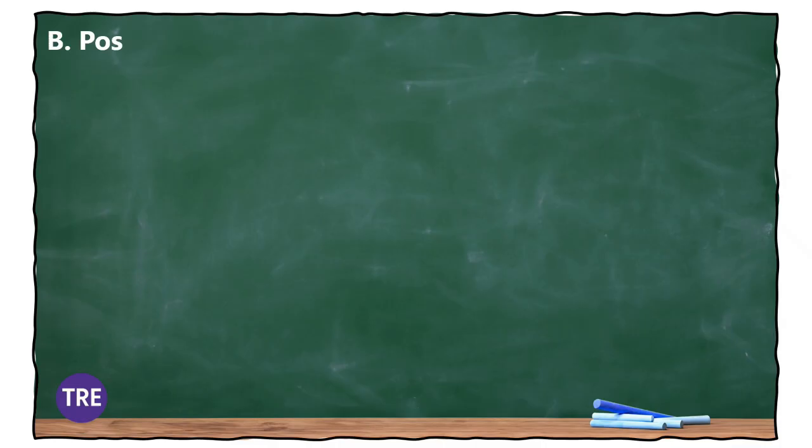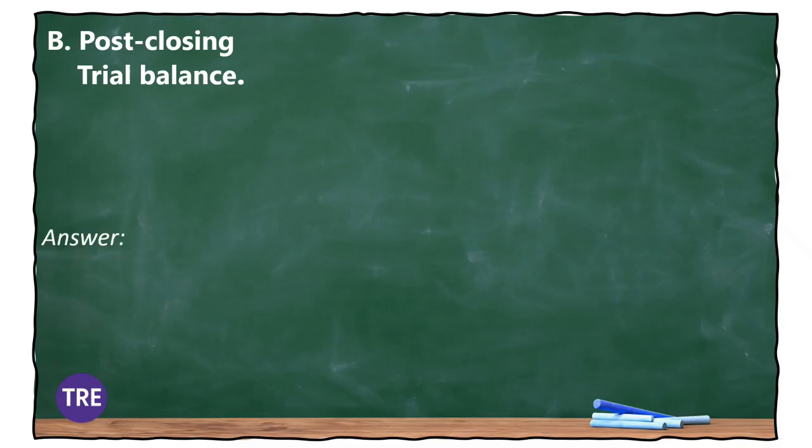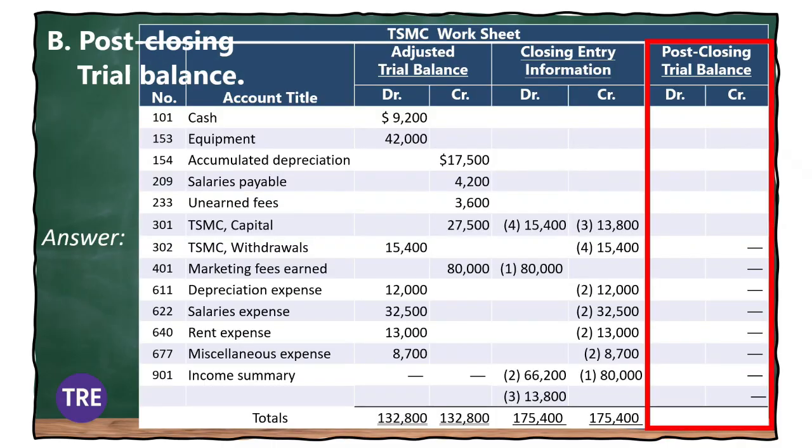Now that the 4 closing entries are complete, let's take a look at the post-closing trial balance. Notice what happens here. All of the temporary accounts, revenues, expenses, withdrawals, and income summary have been reduced to 0. You can see that marketing fees earned, all the expense accounts, withdrawals, and the income summary column no longer appear with balances. What remains are only the permanent accounts, assets, liabilities, and the updated capital.